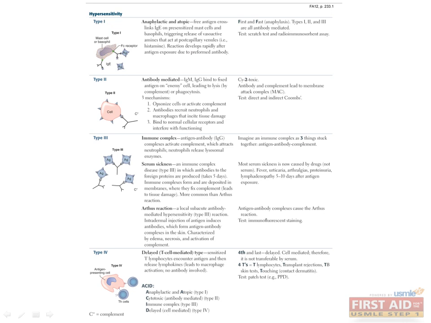Let's return our discussion to hypersensitivity reactions, which is potentially the highest yield concept for the boards in this chapter. There are 4 types of hypersensitivity reactions. Types 1, 2, and 3 are antibody-mediated, while type 4 is cell-mediated. Let's discuss each type and some examples. Later, you'll be presented with some vignettes to help test your understanding.